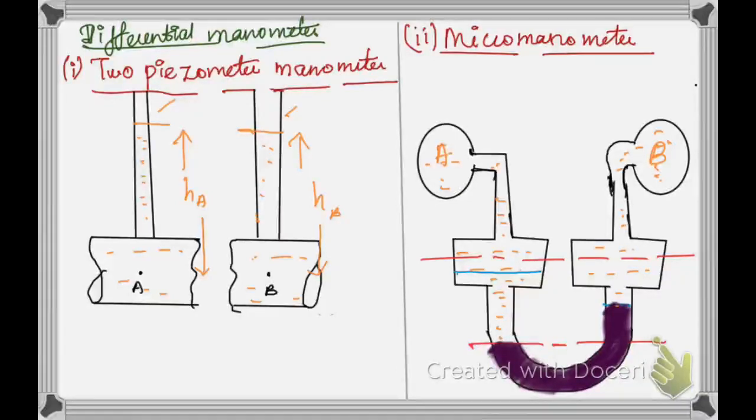The next one is the micromanometer, and this type of manometer is used to measure very small pressure differences in a very accurate manner. So if you want to measure a small pressure difference very accurately, we can use a micromanometer. You can see that it consists of two reservoirs, one on each limb of the manometer. It uses two immiscible manometric liquids whose specific gravities are nearly equal. Hence a measurable reading is obtained even for a small pressure difference between the two points.